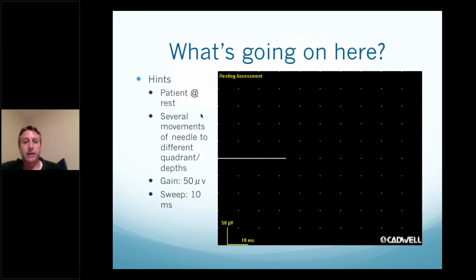So let's take a look at the next one and see what's going on here. So this one, again, patient at rest. The action was several movements of the needle into different depths and quadrants. The gain was 50 microvolts, so this is smaller, and the sweep is 10. So let's take a look at what we see going on. Let me make sure the volume is all the way up.